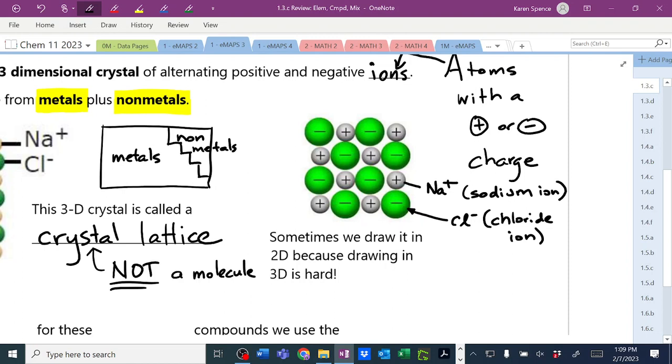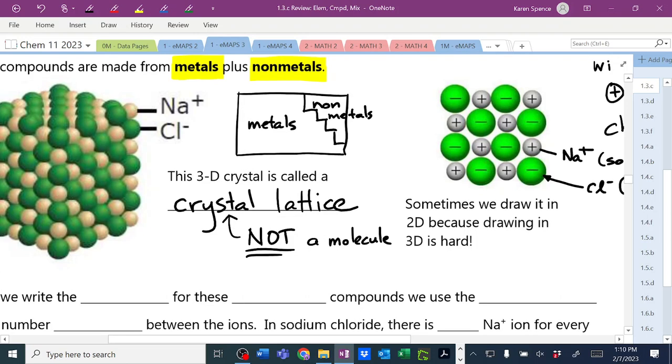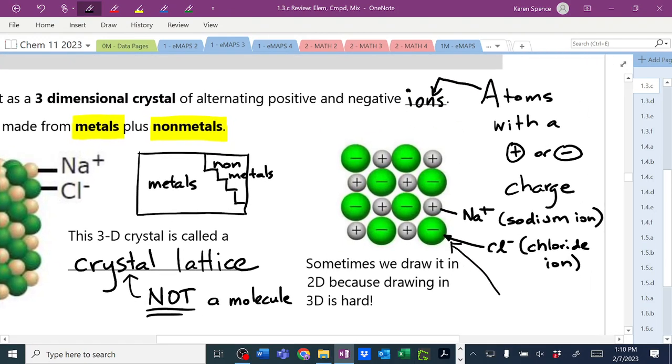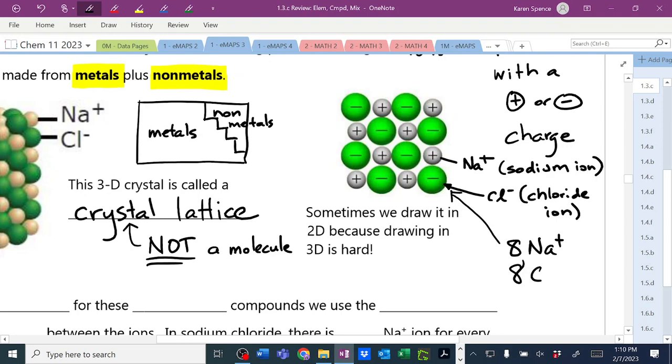So you can have very big crystals or you can have very small crystals. Molecules, on the other hand, always have a specific size. Water is always just H2O. There's always 2 hydrogens and 1 oxygen. There's never like 100 hydrogens and 50 oxygens. Doesn't happen, okay? But we could have this particular crystal here, which has 8 sodiums, and it has 8 chlorides.